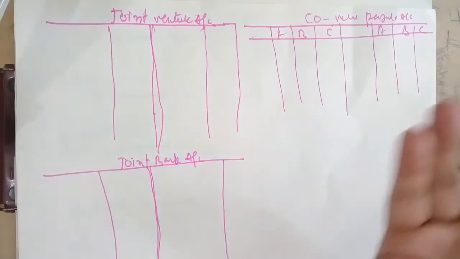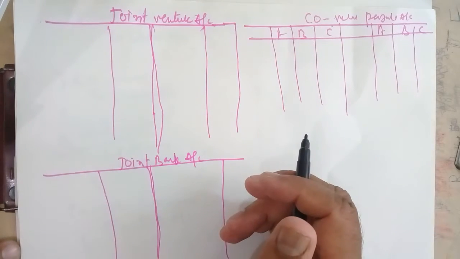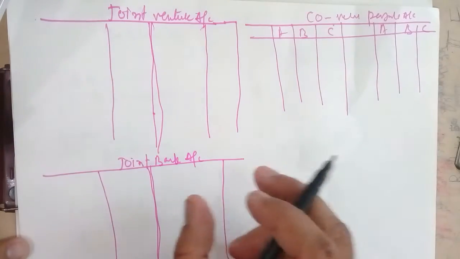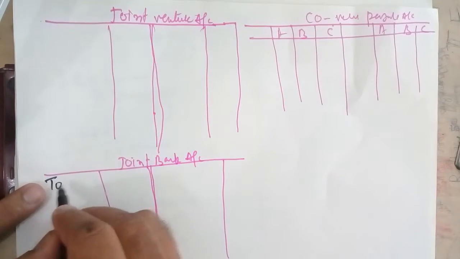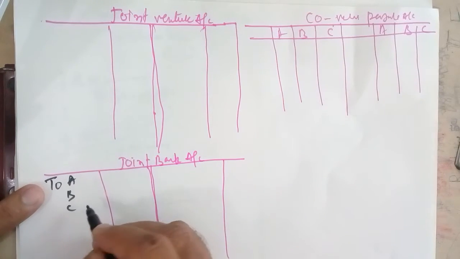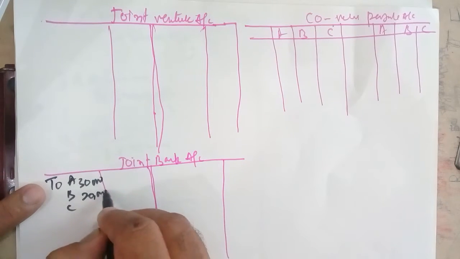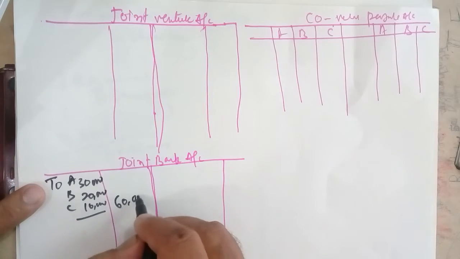So first we will write the journal entry for contribution of money. We don't write the journal, directly the ledger posting. First, what is the journal entry when they contribute the money? The journal entry would be joint bank account debit to co-venturers' personal account. So in joint bank account, to A, B, C. A is contributing 30,000, B 20,000, C 10,000. Collectively they are contributing 60,000.